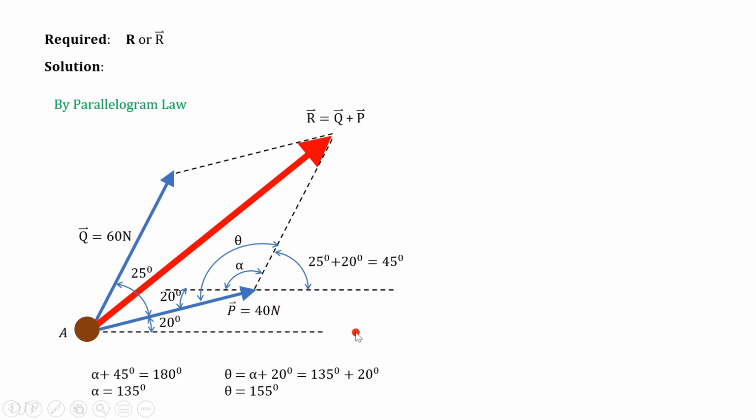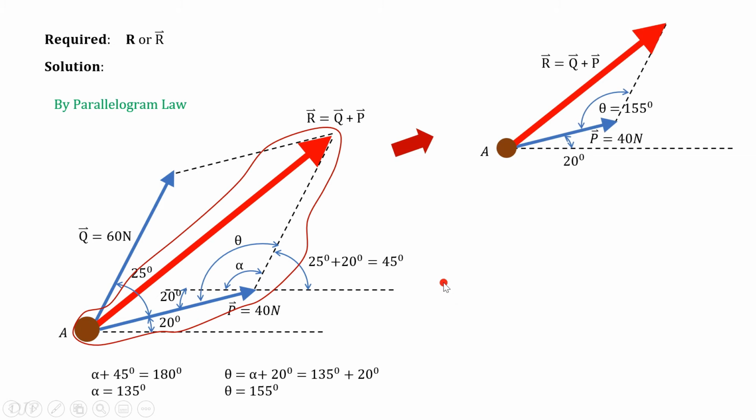It will be better if, before applying cosine law, we highlight this triangle on which our solution will focus, and then isolate that triangle from this drawing. So we draw now this new illustration in which theta is equal to 155 degrees. Take note that this dashed line in magnitude is just equivalent to force vector Q, which is 60 Newton.